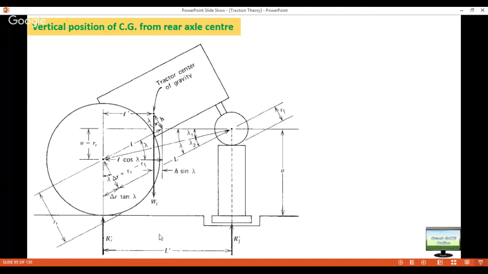One more thing: this is delta r. Again, if you apply geometry, this angle will also be lambda. So this vertical distance will be delta r cos lambda. Horizontal distance will be delta r sin lambda. But if you see this triangle, then this distance will be delta r tan lambda, because tan lambda will be this horizontal distance divided by delta r, that is p by b. So this distance will be delta r tan lambda.